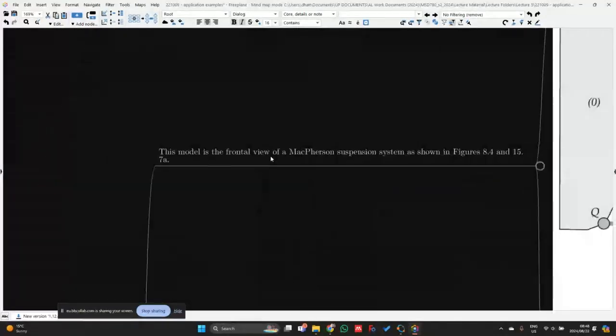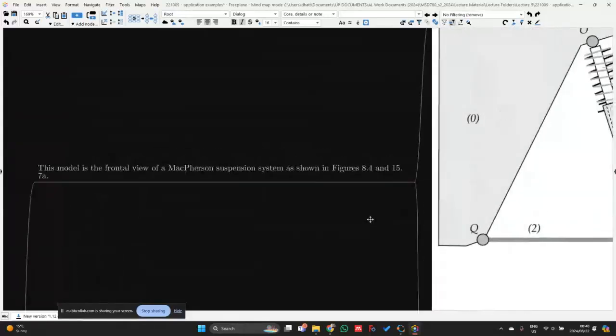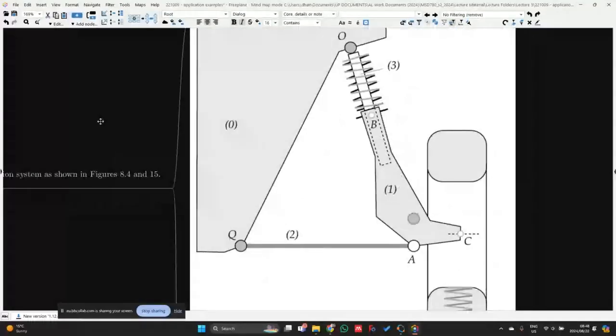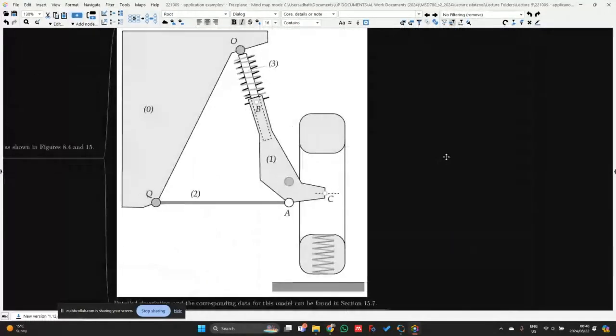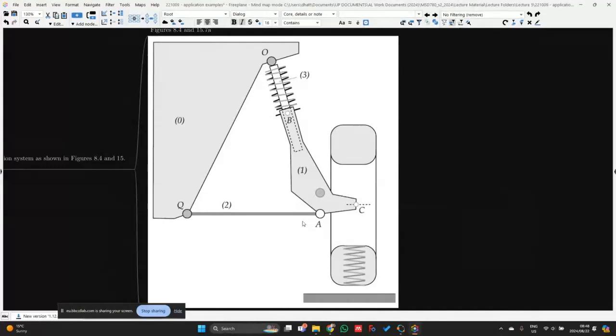So this model is the frontal view of a McPherson suspension system as shown in figure 8.4 and also 15.7a. Perhaps zoom out a bit. We can see it looks a bit different to what we had for the double wishbone suspension. In this case, we have a single rod arm over here, which is then connected between the main frame and what we once again consider the wheel assembly.